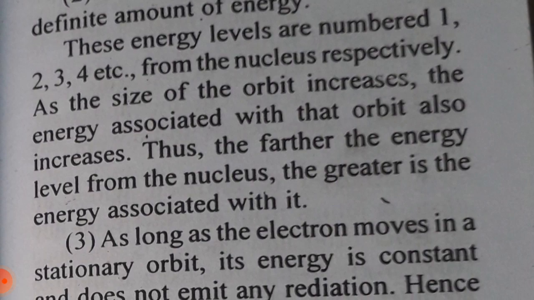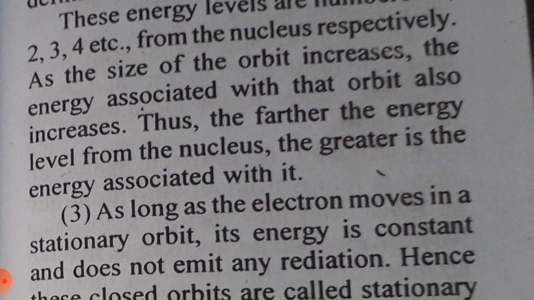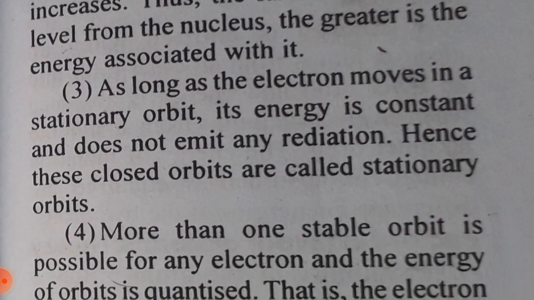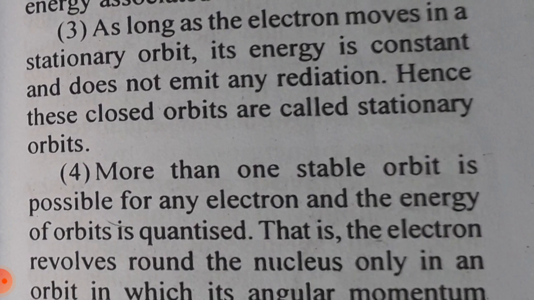from the nucleus respectively. As the size of the orbit increases, the energy associated with that orbit also increases. Thus, the further the energy level from the nucleus, the greater is the energy associated with it. Third, as long as the electron moves in a stationary orbit, its energy is constant and it does not emit any radiation. Hence, these closed orbits are called stationary orbits.